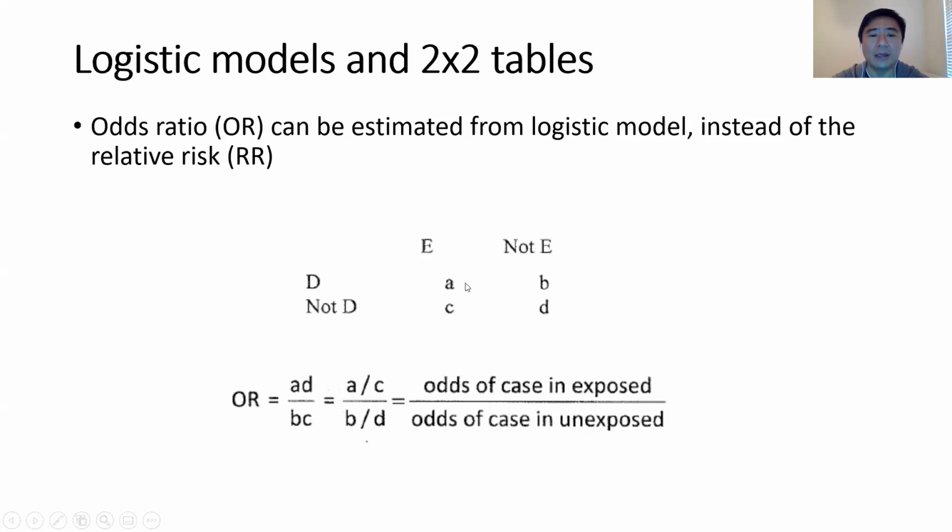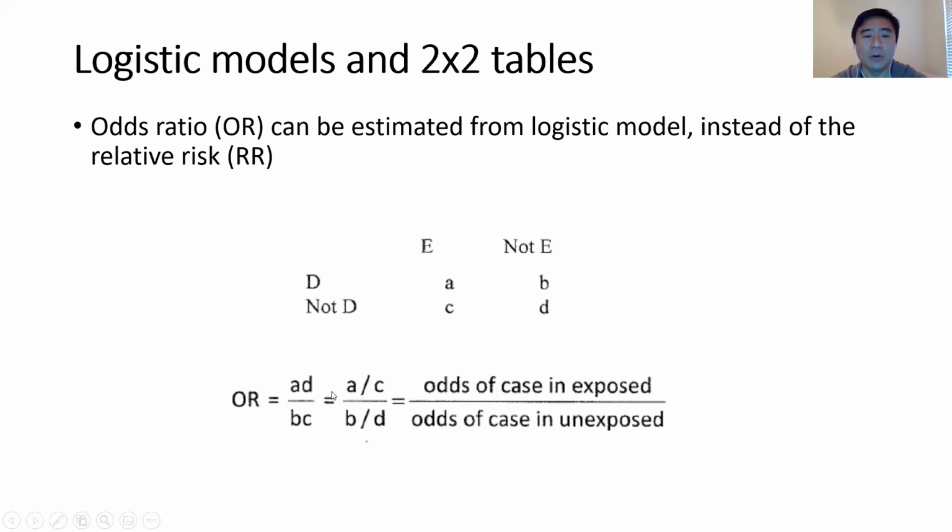But if you do that simple math, the A plus C part cancels out, because both the numerator and denominator have A plus C, and that part goes away. Therefore A over C is just the odds of disease among the exposure group. Similarly, B over D is the odds of being a case among the non-exposure group. And therefore A over C divided by B over D is the odds of case in the exposed group over the odds of case in the non-exposed group, and this is defined as the odds ratio. So the odds ratio is the odds of disease in the exposure group compared with the non-exposure group.